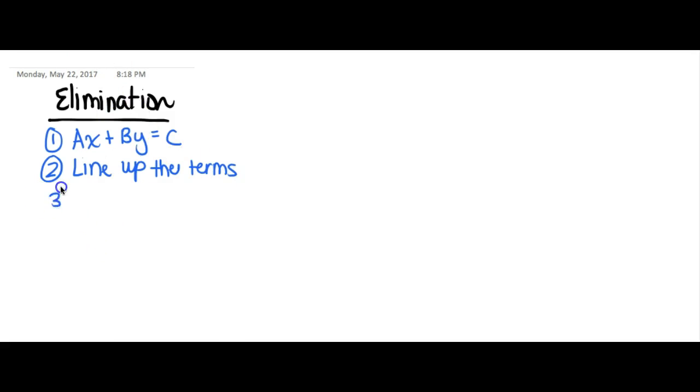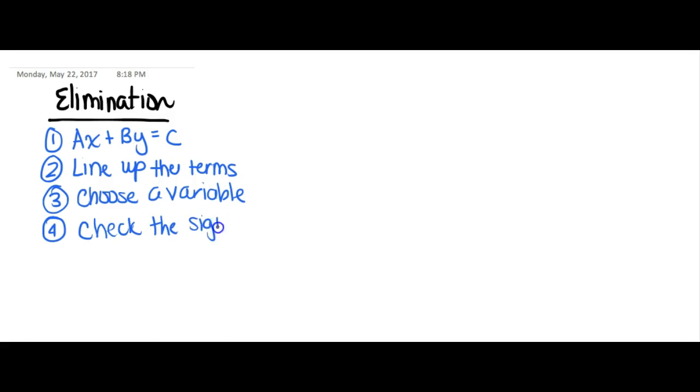And let's see, number three, I want to choose a variable. I know we might be doing a little bit extra work for some of them, but in general, I find that this system works the best so that you're doing the same thing. Choose a variable. Number four, we want to check the signs because remember, they have to be opposite. So we need one to be negative and one to be positive.